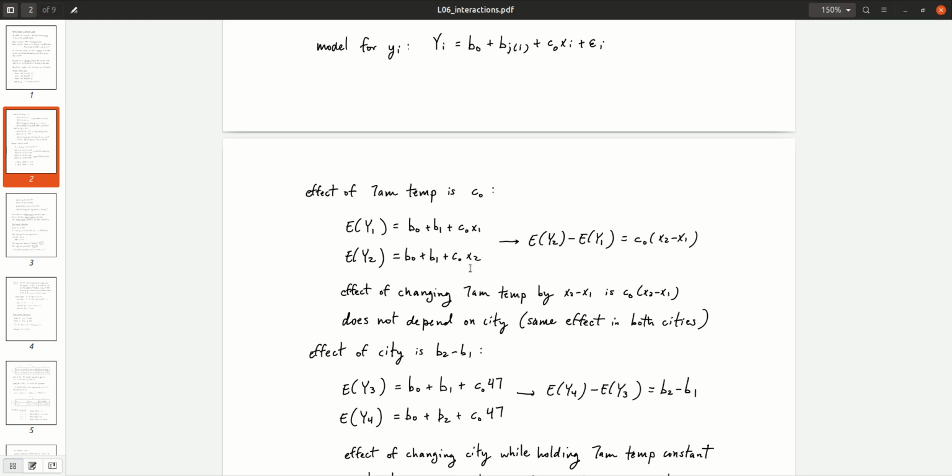If we look at the difference of these 2, the only thing that changes is the value of the 7 a.m. temperature. It's the same city, but you change the 7 a.m. temperature.